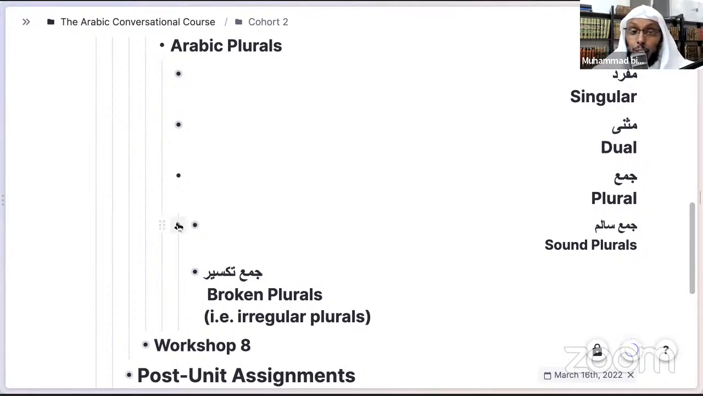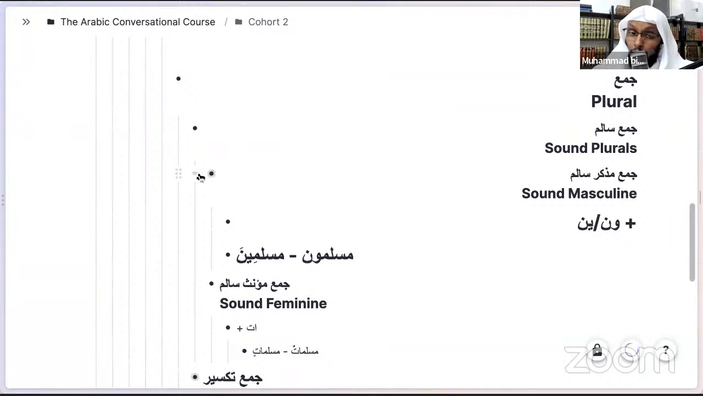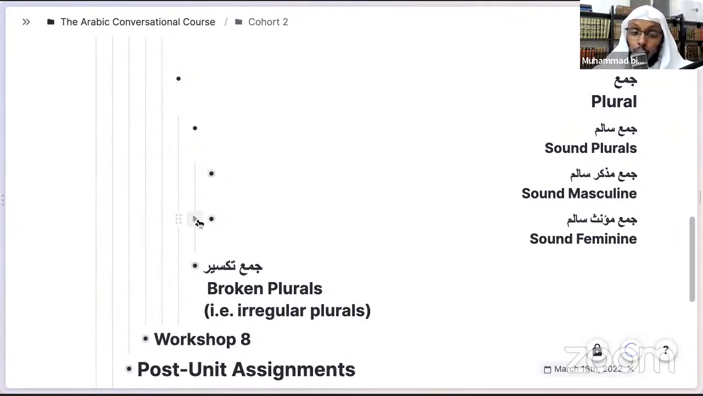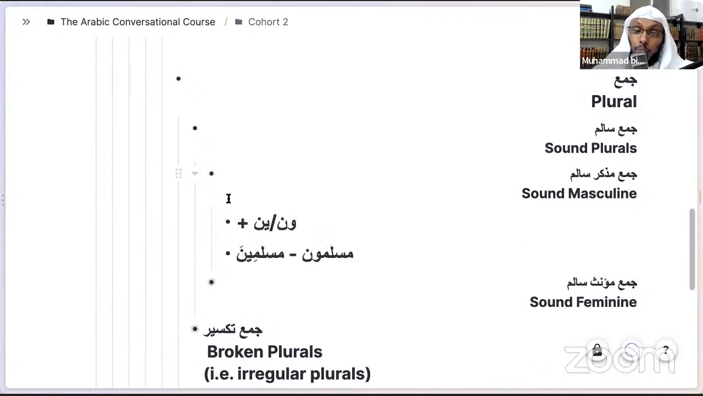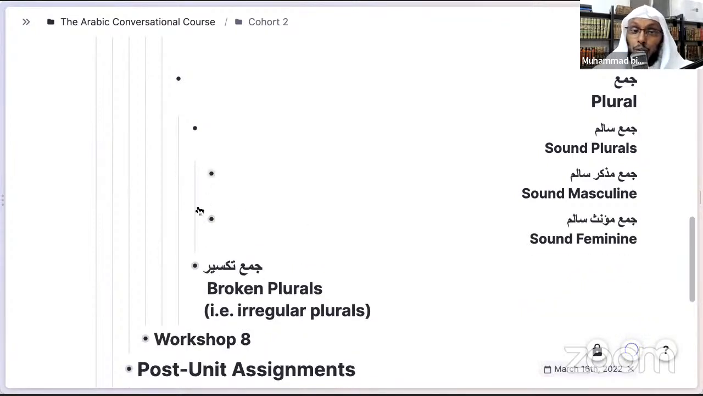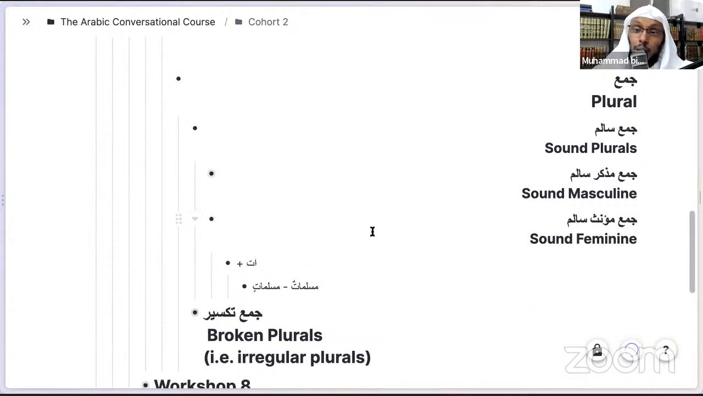And the Jama', we have two types. We have Jama' Mudhakkar Salim, which is male, and we have Mu'annath Salim, which is female or feminine. For the masculine, we add an alif, a waw, and a noon. So Muslim becomes Muslimuna. And for the female, we add an alif and ta. So Muslim, Muslimah, Muslimatun becomes Muslimat. Okay? And when I say we add an alif and ta, we add an alif and ta to the original Muslim, not to the Muslimatun.